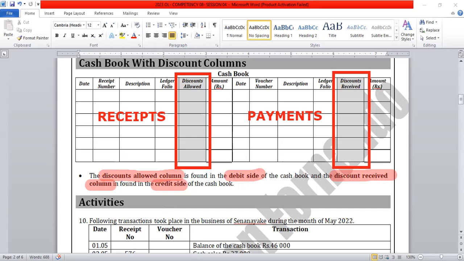Before I get to the next question, activity number 10, I want you to memorize the format of the cash book with discount columns. The only thing is I have included 2 columns in both the sides. In the debit side, discounts allowed. In the credit side, discounts received.